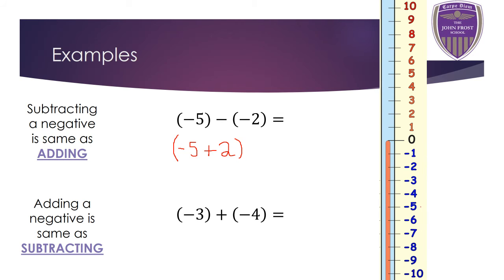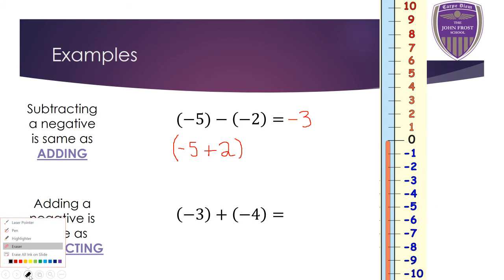Let's use our number line. Minus 5, let's add 2. 1, 2. So that looks like the answer is going to be minus 3. Okay? And then the second one down here, let's get rid of that from the last question.